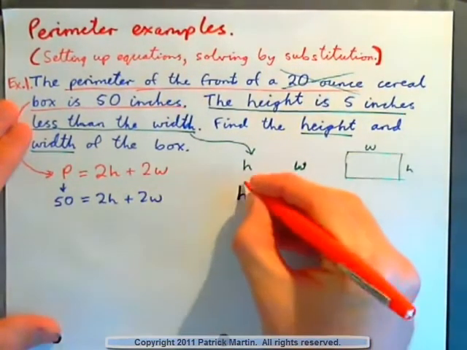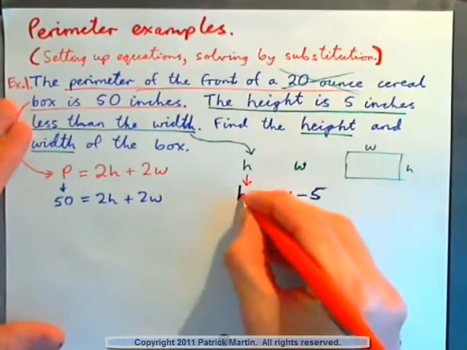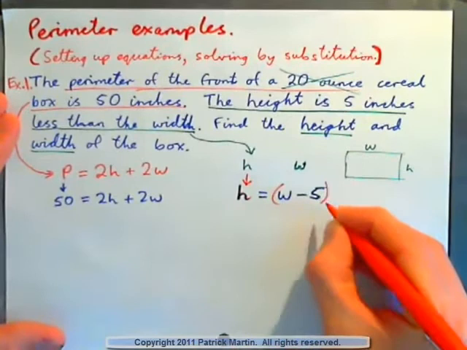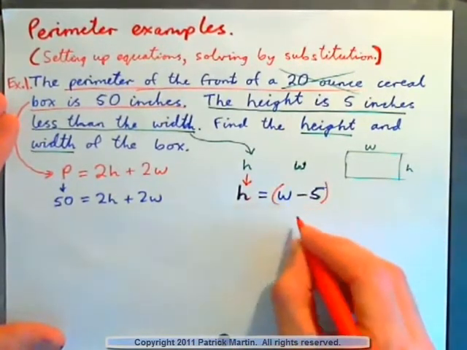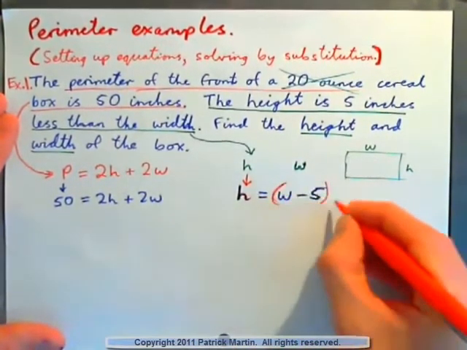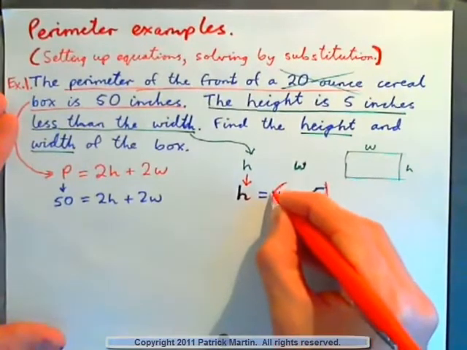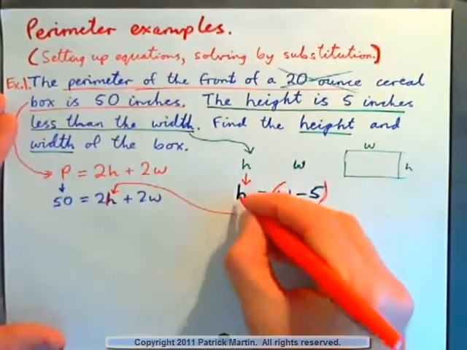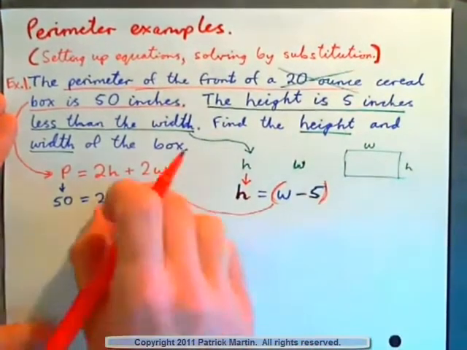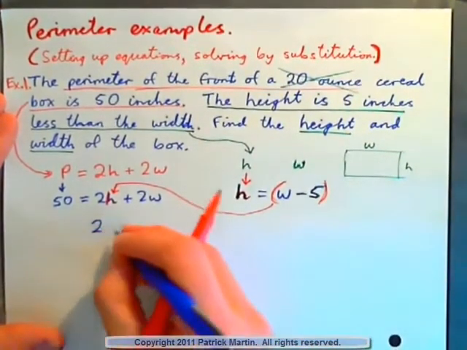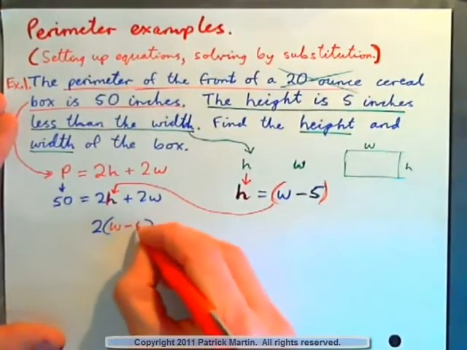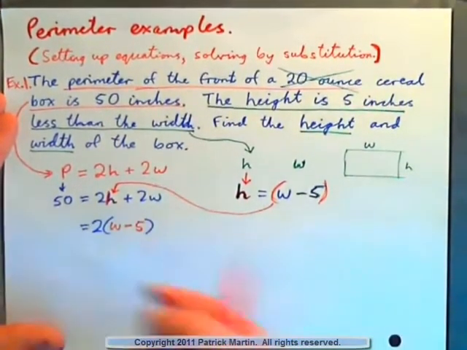What would be the easiest thing to do in this case? Well, the easiest thing may in fact be to look at this. See, h is on its own here, right? So put parentheses around the w minus 5, and height is equal to this expression. So take this expression and plug that in for h. So instead of 2h here, we're going to have 2 times (w minus 5). And then we'll solve that, right?